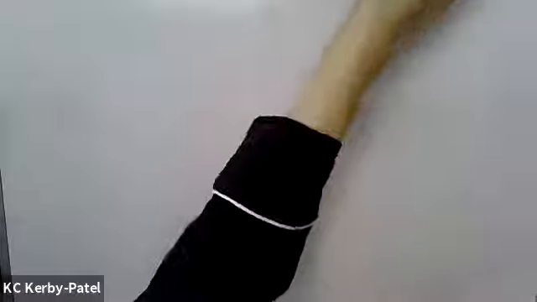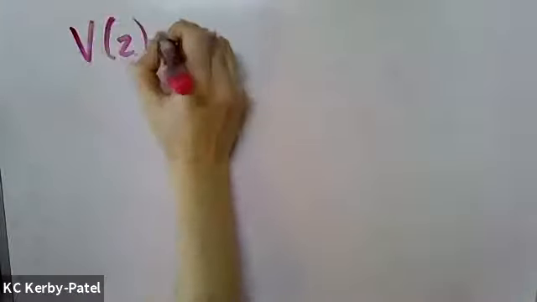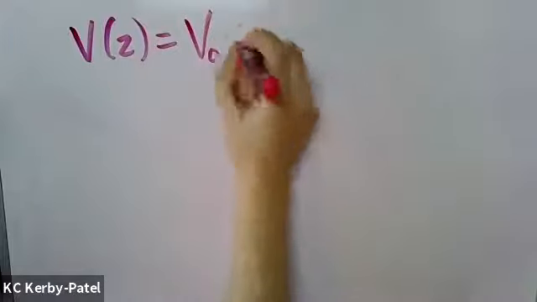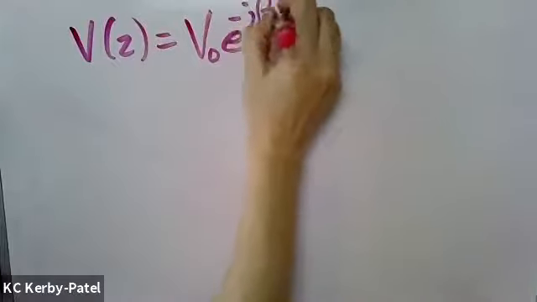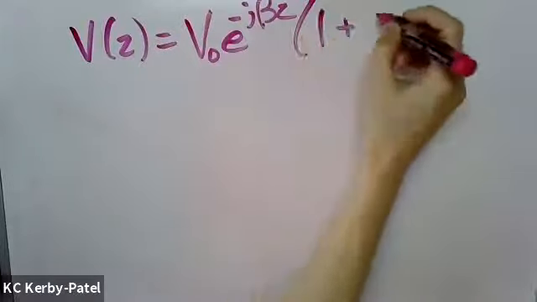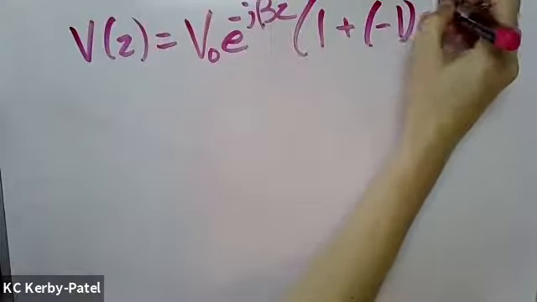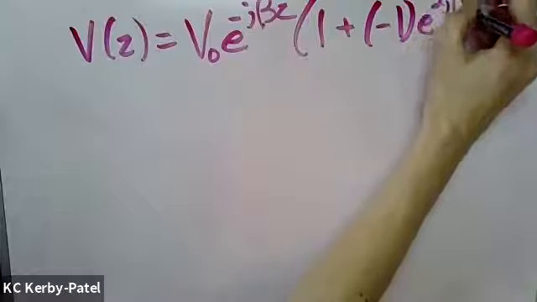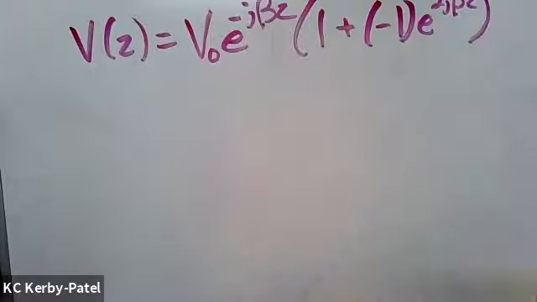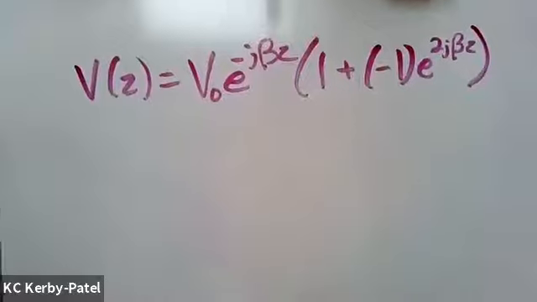All right, welcome back. I want to just quickly tell you a few takeaways from that activity. If I write down voltage as a function of z, it is equal to V naught, and I factor out e to the minus j beta z, so then I have 1 plus, in the first example, gamma was equal to -1, and then I have e to the 2j beta z, like that.